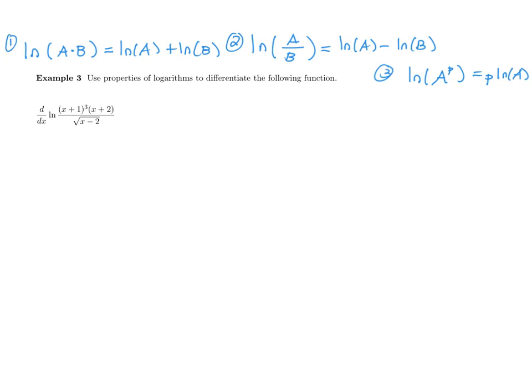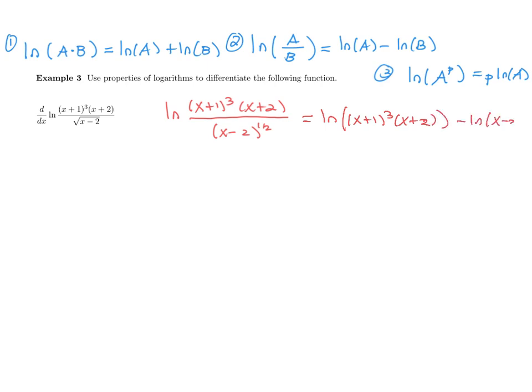Before we even take the derivative, I'm going to take this mess of an expression and simplify it by using these three properties. And I'll write the denominator as x minus 2 to the 1/2. To start with, there's a fraction. And using the second property here, if I call the top A and the bottom B, I can write this as the natural log of (x plus 1) cubed times (x plus 2) minus the natural log of (x minus 2) to the 1/2.